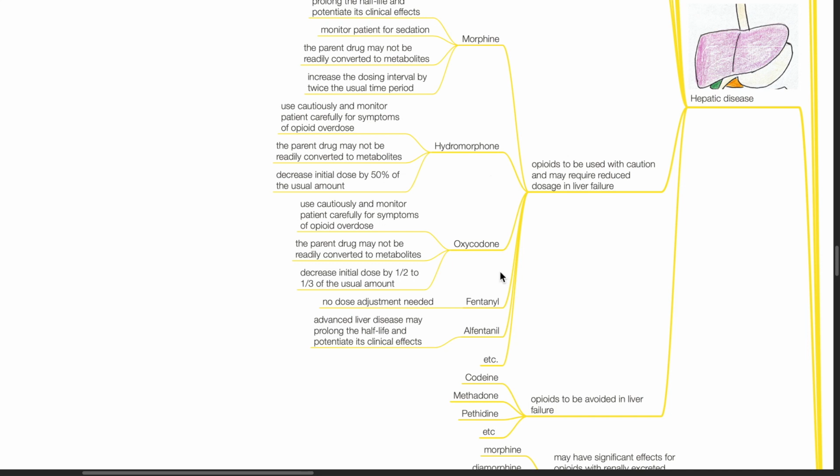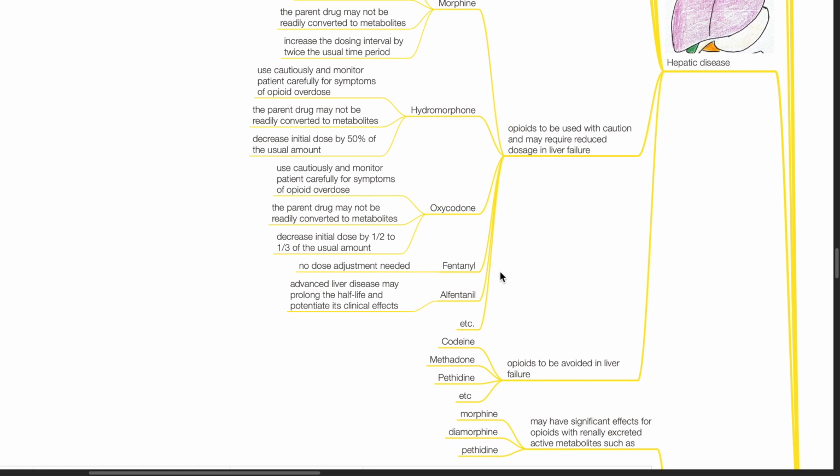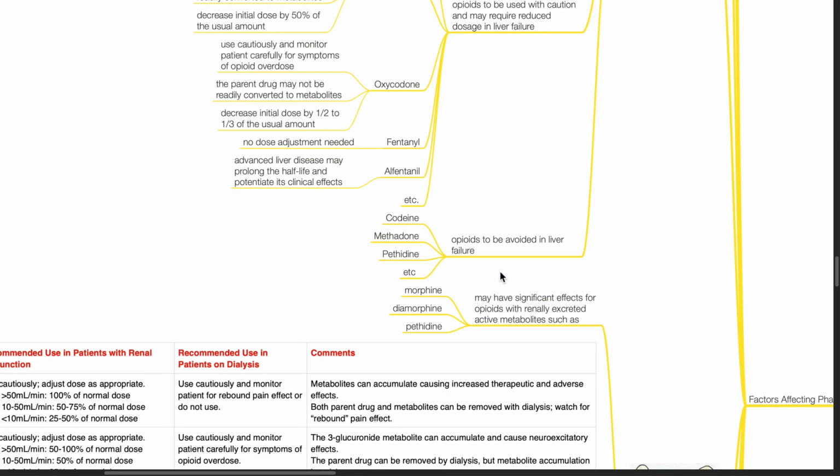For fentanyl, no dosage adjustment is needed. For alfentanil, advanced liver disease may prolong the half-life and potentiate its clinical effects. Opioids to be avoided in liver failure include codeine, methadone, petidine, etc.